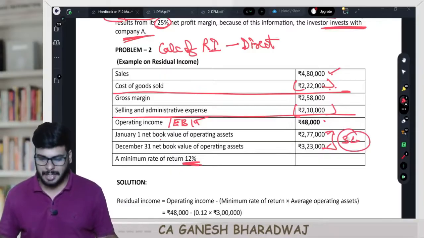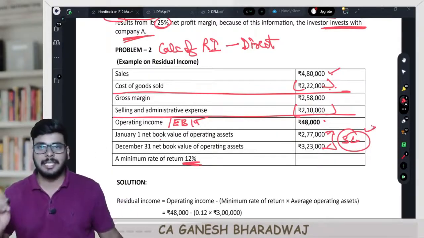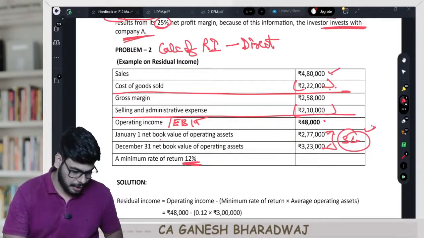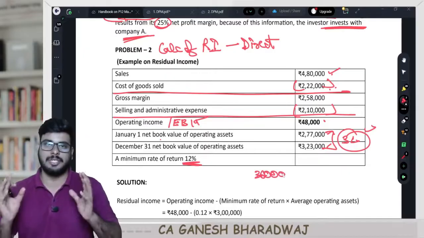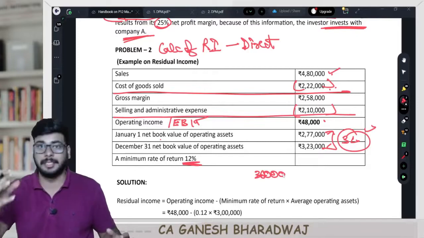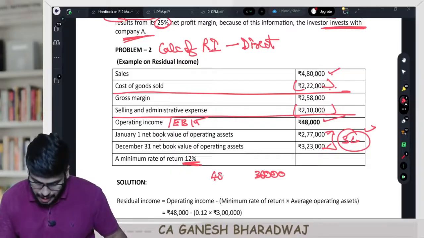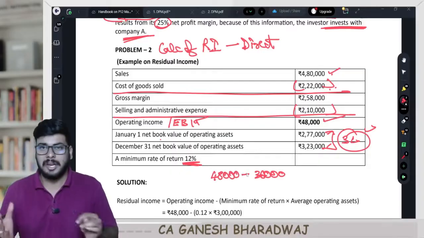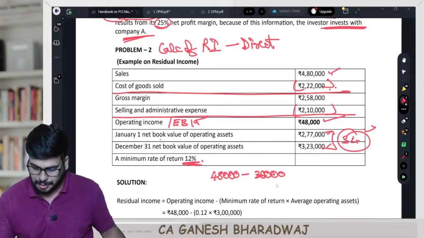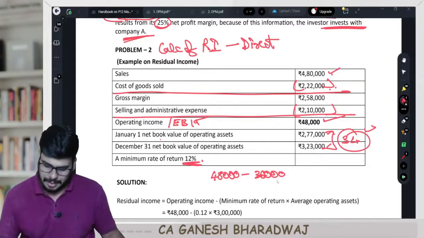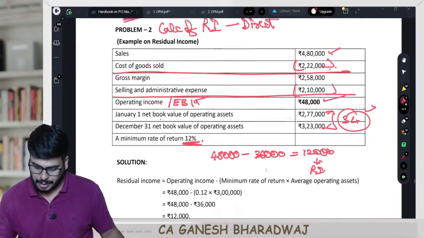So what is my residual income? First, the net invested assets in the company is 3 lakh. 3 lakh into 12 percent, how much is that? It is going to be 36,000, right? 36,000 was my required return in terms of amount. But how much have I actually earned? I have earned 48,000, but my minimum required return was only 12 percent on 3 lakh, which is 36,000. So how much extra have I earned? 12,000 rupees. This 12,000 rupees is called residual income. Are you clear with this?